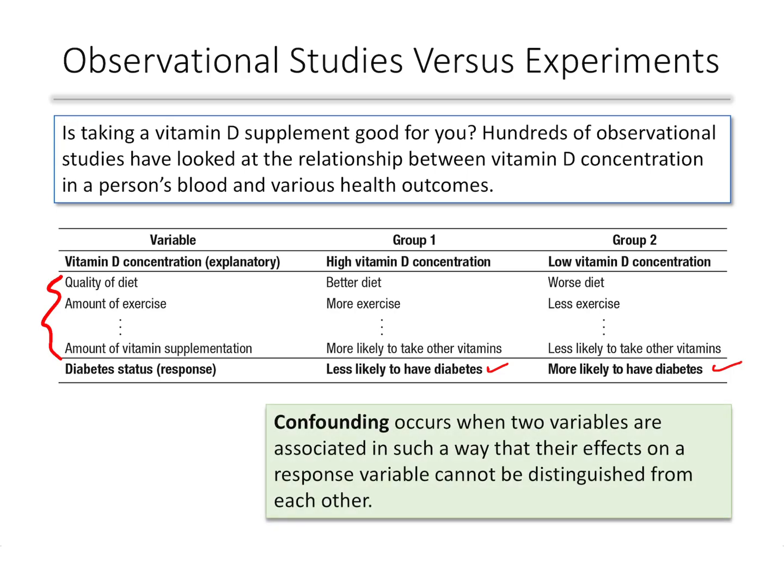And when that happens, we have something called confounding. So confounding is going to occur when two variables are associated in such a way that their effects on a response variable cannot be distinguished from each other. So what caused people to be less likely to have diabetes? Our better diet, or was it the more exercise? When we put it all together, then you don't necessarily know which one is causing it to happen or helping it happen. So confounding is when we can't tell the difference between those variables.